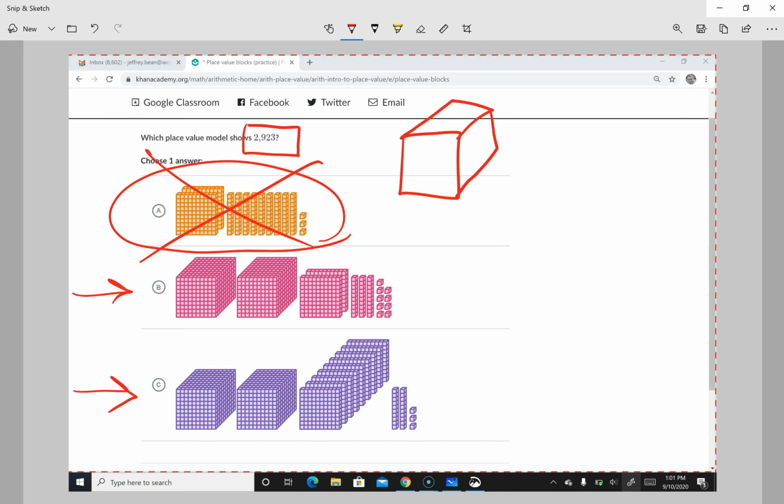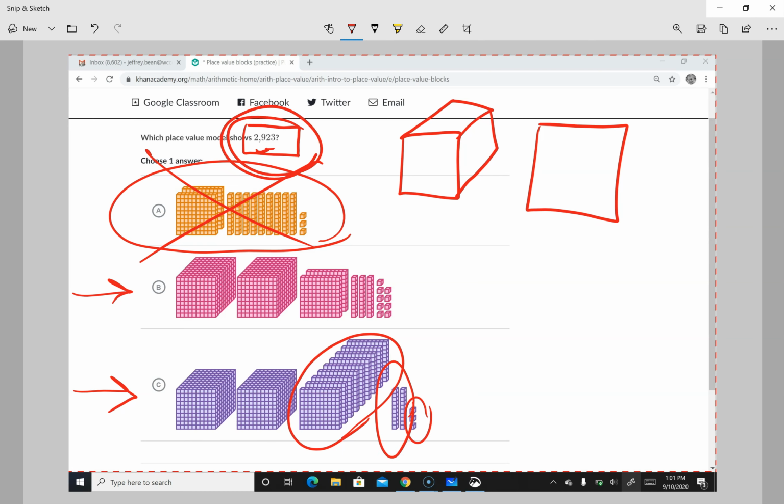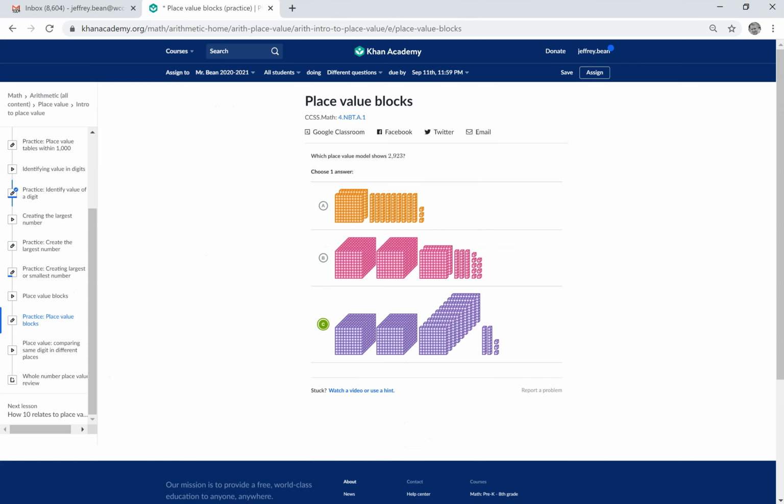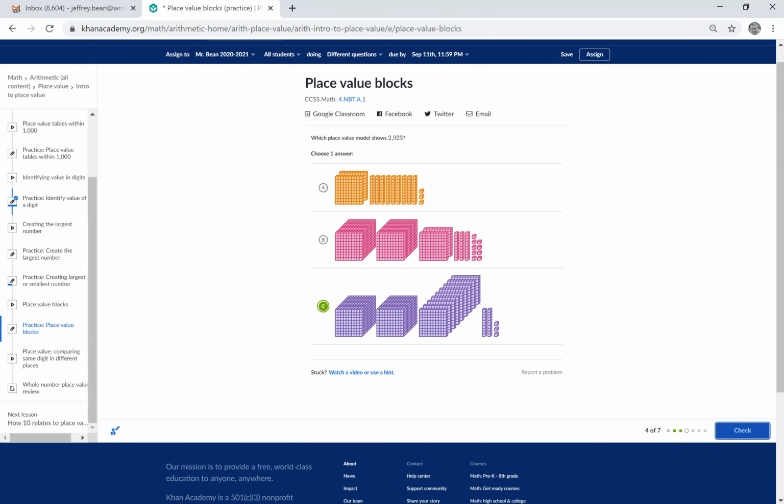Okay. Then the 9 here means that I have 9 hundreds. Hundreds are these ones here. And I should have 9 of those. This one looks like it has 9 hundreds. I'm going to count to make sure. 1, 2, 3, 4, 5, 6, 7, 8, 9. It does. And it should also have 2 tens. There are the 2 tens. And it should have 3 ones. So I get 2,923. So it looks like that must be our correct answer. So I'm going to select that one and check it. And that is correct.